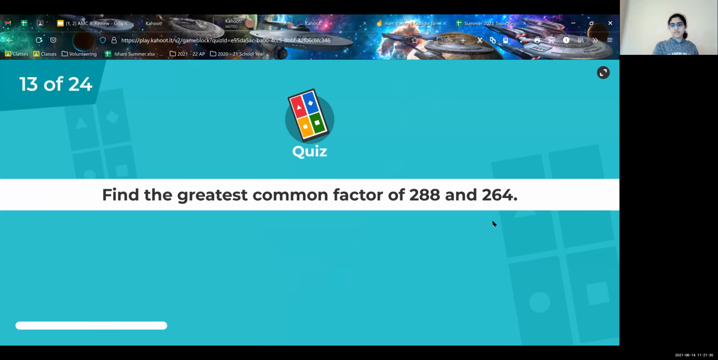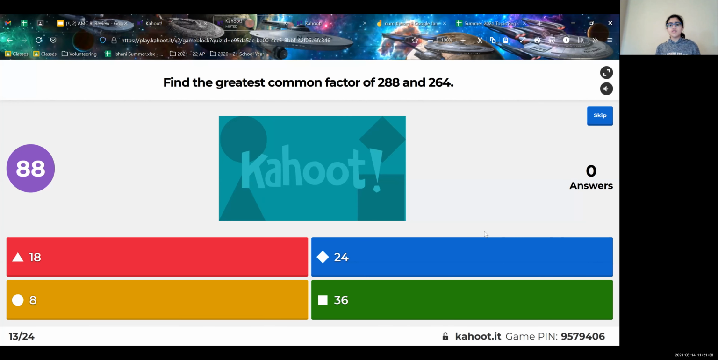Okay, so find the GCF of 288 and 264. And remember what you're finding, not LCM, but GCF. Also, class ends in 9 minutes, so we will be ending this in 5 minutes. We could just go over the homework and show you where the homework is. Okay, so find the prime factorization of the numbers and then find the GCF.